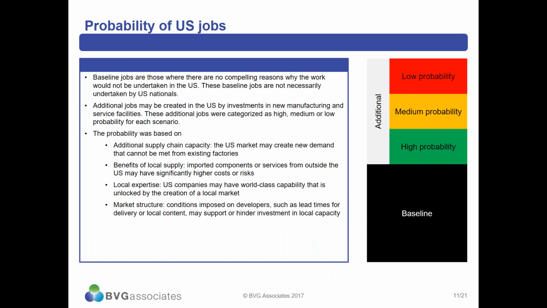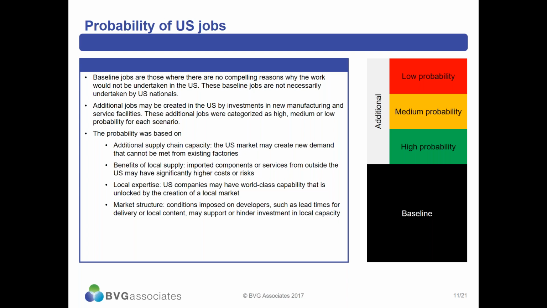Okay, so what we started to think about now, that we've seen all the jobs that are created from a wind farm, is what's the probability that they'll happen in the US? And so we just started developing a methodology for trying to look at that. Now, the first thing was to take out those baseline jobs. If you're going to get a wind farm, then clearly it's going to create some jobs locally, because otherwise there's nobody to manage or operate it.